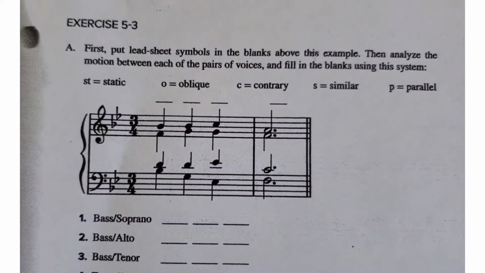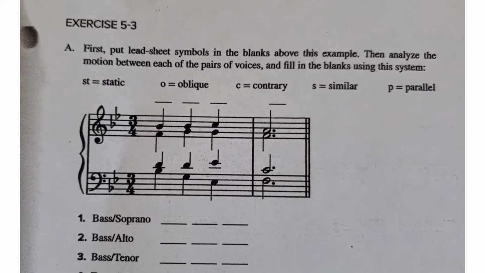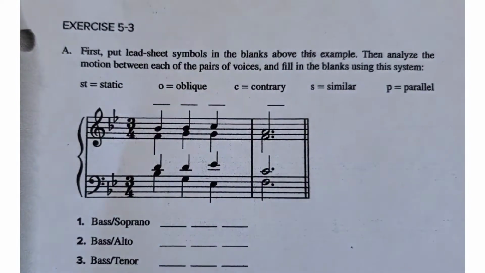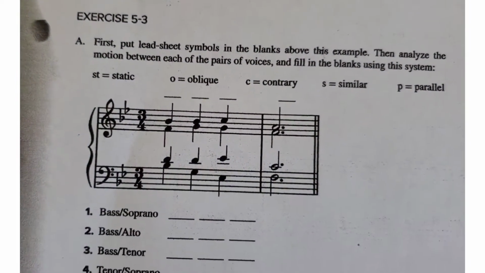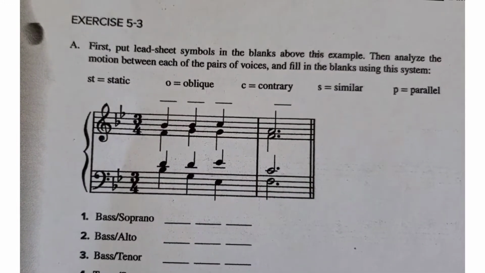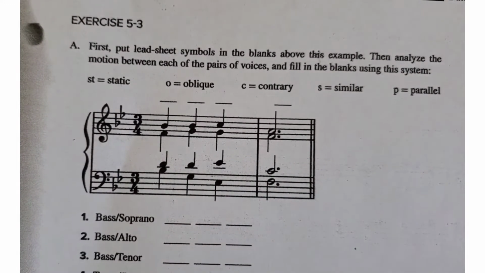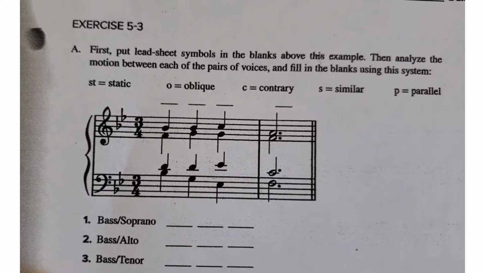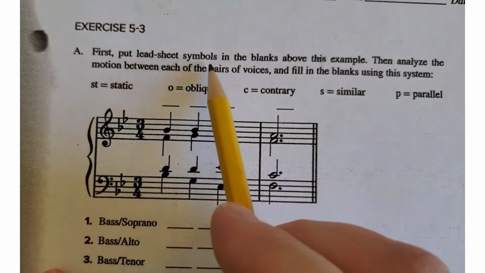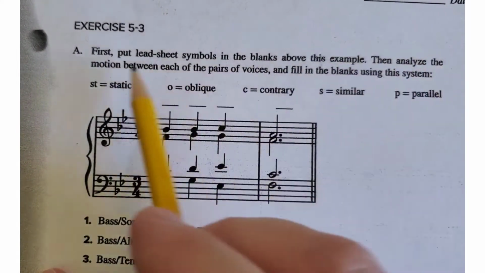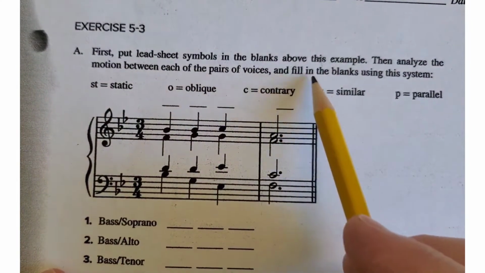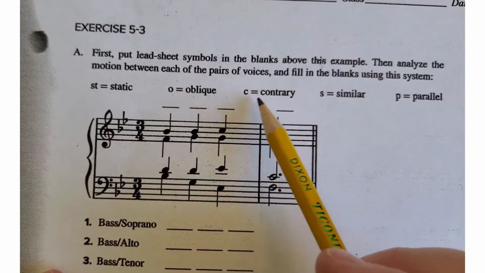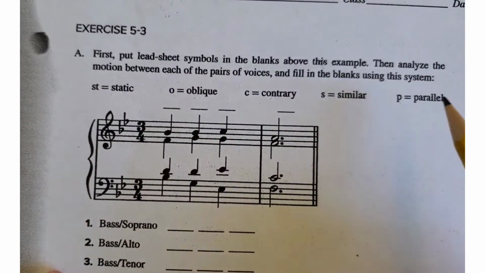All right, as long as we're talking about the different types of motion, I wanted to give you some hints and a little bit of direction when it comes to one of your homework assignments for this chapter. This is from the workbook, page 39, part A. And that's part of your homework for this week in chapter 5. So what it says is first, put lead sheet symbols in the blanks above the example, then analyze the motion between each of the pairs of voices and fill in the blanks using this system where ST is static, O is oblique, C is contrary, S is similar, and P is parallel.